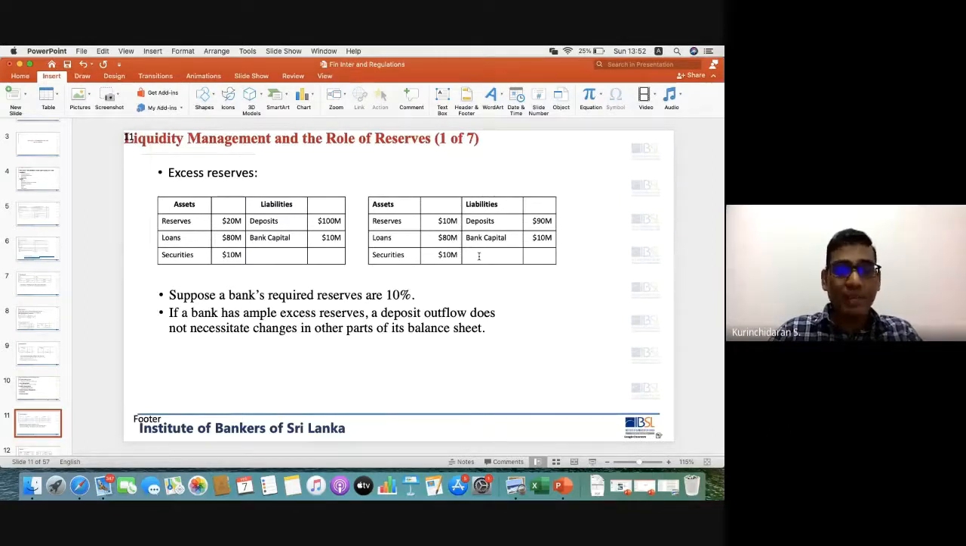A bank should be able to pay its liabilities as and when it is required, right? Whenever a liability is due, the bank should be able to pay it off, right? If a bank fails to pay off that liability, what will happen? That creates the liquidity risk, right? Then that will lead to bankruptcy, right? A bank may collapse if they cannot manage their liquidity properly.